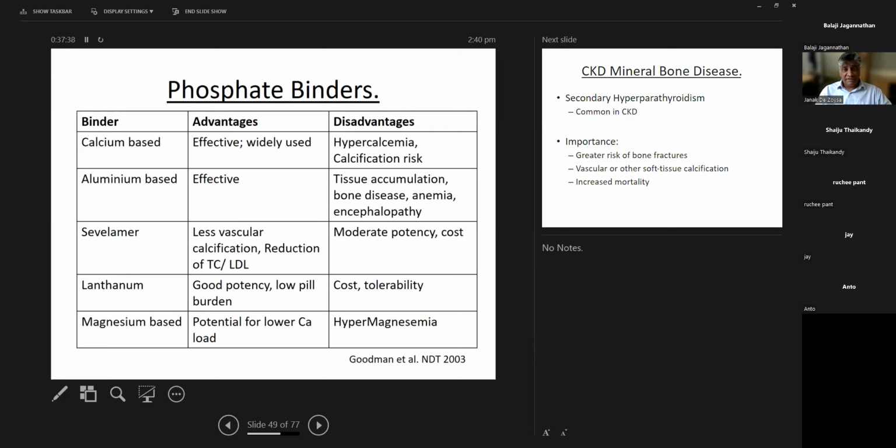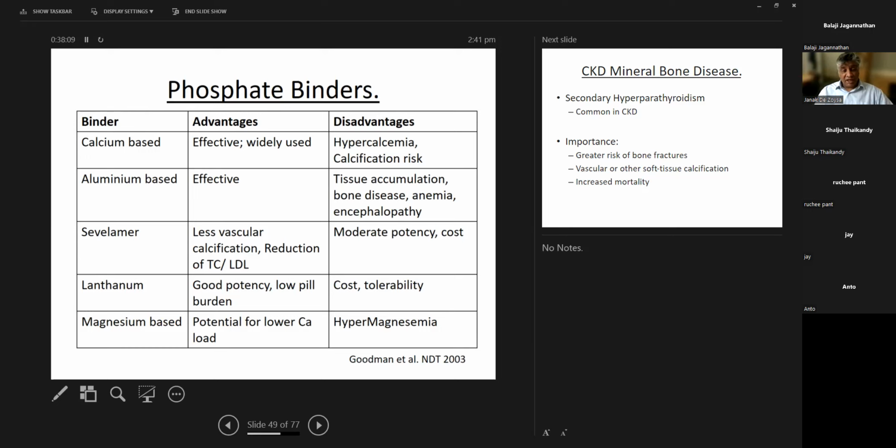Calcium-based binders are really effective, but they do carry the risk of hypercalcemia. And because we're giving the patient more calcium, it does increase the risk of calcification, especially in those blood vessels. So we think it might increase ischemic heart disease and also calciphylaxis, if you guys have seen that. Aluminium is probably more effective than calcium, but it can build up in tissues and it can cause dementia and anemia.